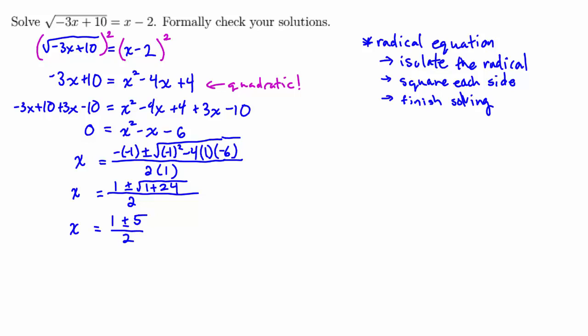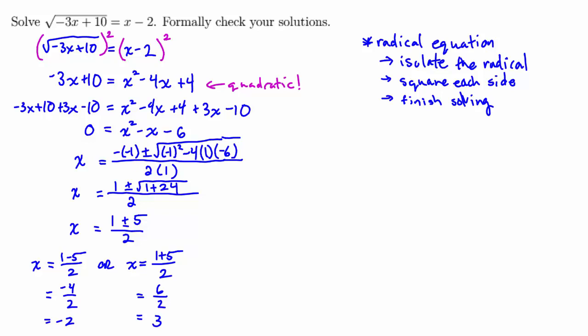Now I want to break this down. I know that this will be some type of rational number, so I'll have x equal to 1 minus 5 over 2, or x equal to 1 plus 5 over 2. That first one, 1 minus 5, that quantity over 2 will become negative 4 over 2, which is just negative 2. For the second one, I have 1 plus 5 over 2. That'll be 6 over 2, which is 3. So at this point I have two proposed solutions, and the two proposed solutions are -2 and 3.